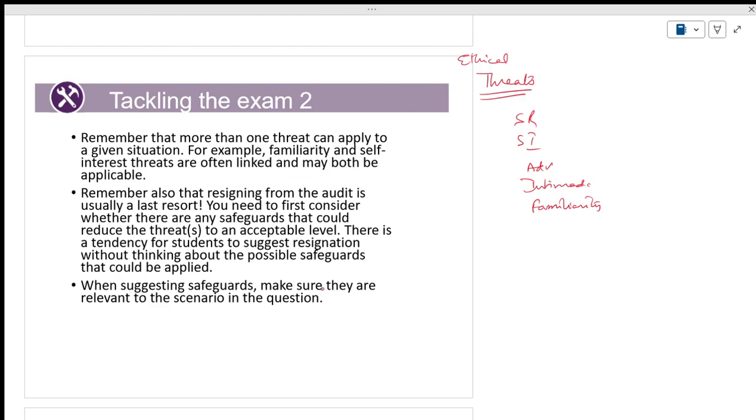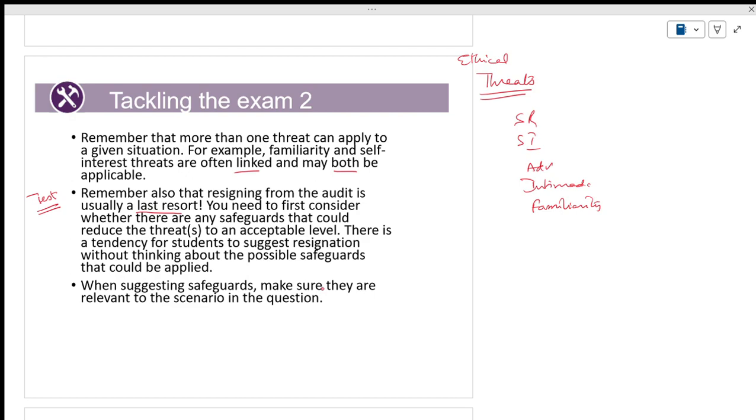For example, familiarity and self-interest are often linked and may both be applicable. Familiarity means I know the client. Self-interest means I will get some additional income. Remember also that resigning from the audit is a last resort. When they say it like this, it means they will test this in examination, in any one of the questions.